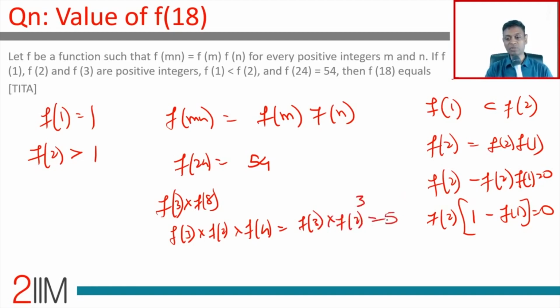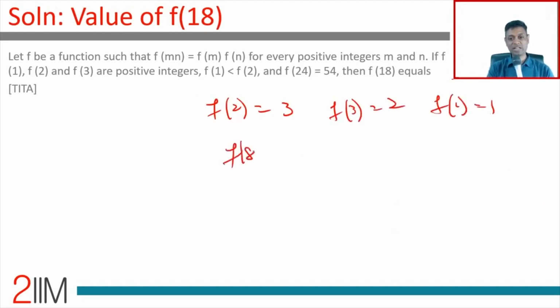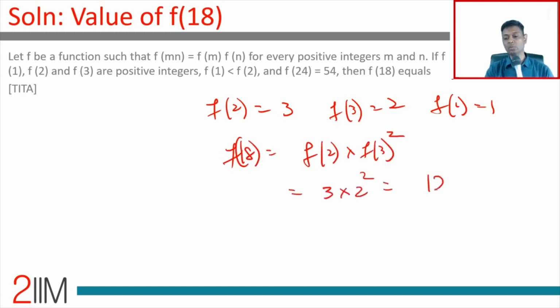This is 54. F of 2 is a positive integer greater than 1, so f of 2 is 3, and f of 3 is 2. 54 is 2 into 3 cube. Quite simply, from this we know that f of 2 is 3, f of 3 is 2, f of 1 is 1. F of 18 equals f of 2 into f of 3 whole square, 2 into 3 into 3, which is 3 into 2 square, which is 12.